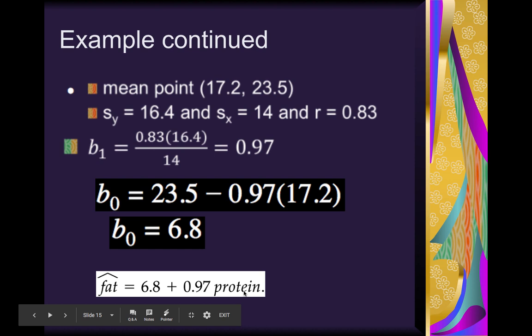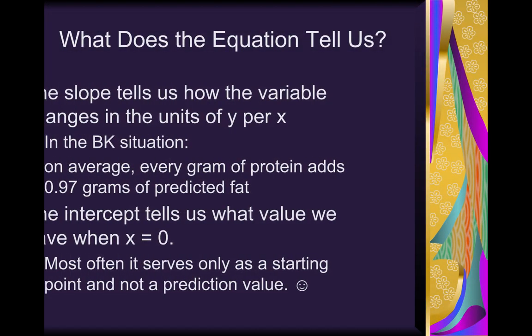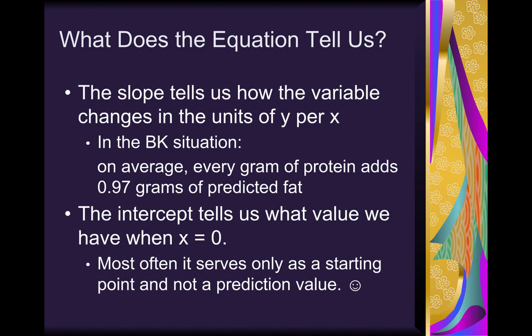Again, we plug in the fat and the protein into the equation instead of using x and y, because this gives our equation context. And we are always trying to include context into everything, because context is important. So now that we've calculated the equation, what does the equation tell us? We're going to start with the slope.